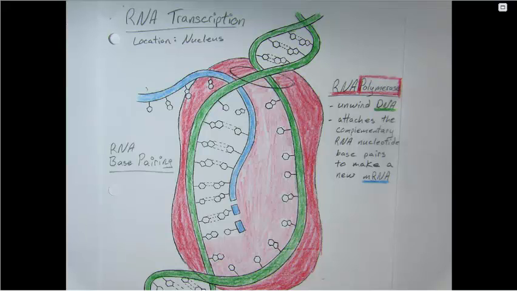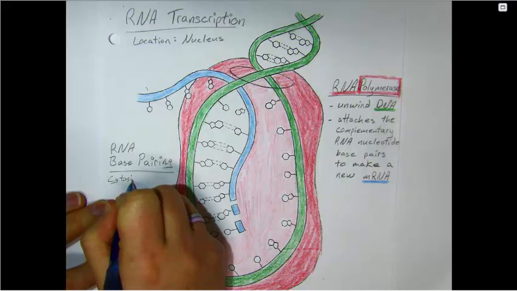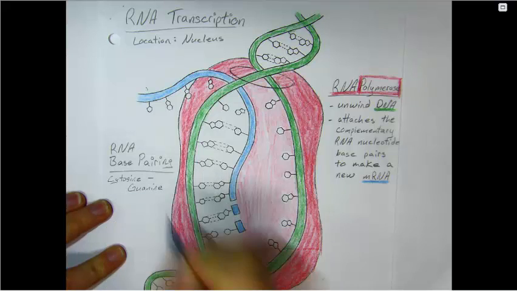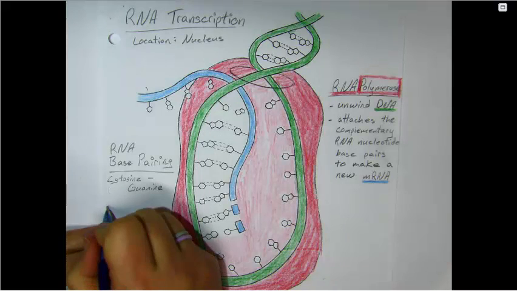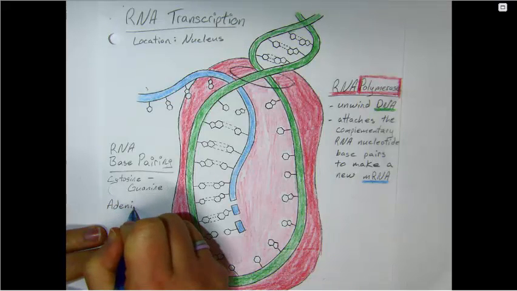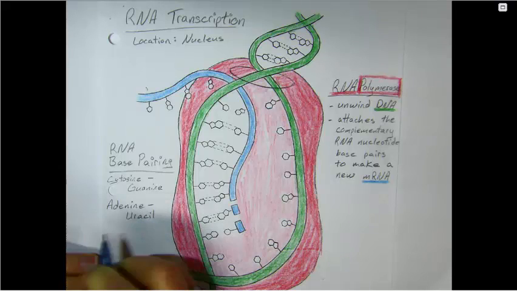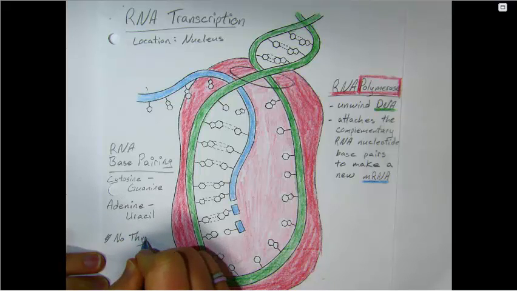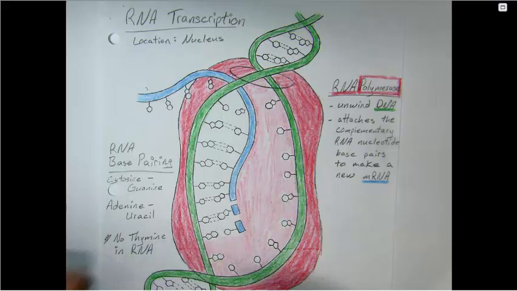Remember, in RNA, we have our cytosine bind with guanine, and this is the same that we have in DNA, but there's no thymine in RNA. So adenine is going to bind with uracil. So again, remember, there is no thymine in RNA.